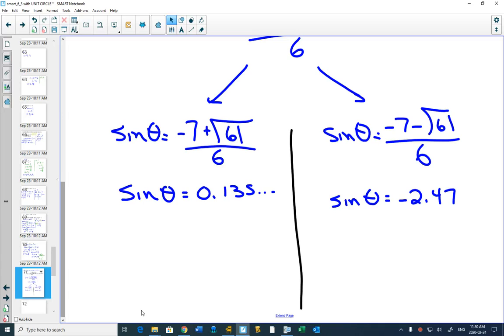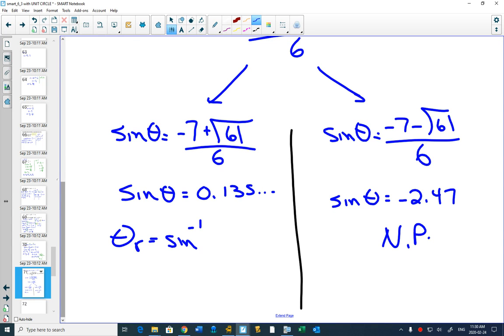Yes, good observation. You can finish this side already. Not possible. Done. It's bigger than 1. You could have that as a fraction, but that would mean your opposite side is 2.47 and your hypotenuse is 1. Not possible. But this side is possible. So we would need to find our reference angle by doing sine inverse of 0.135.